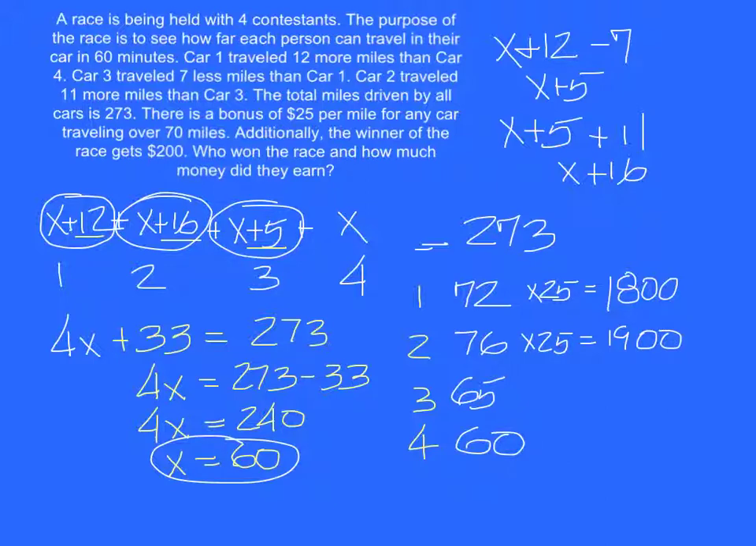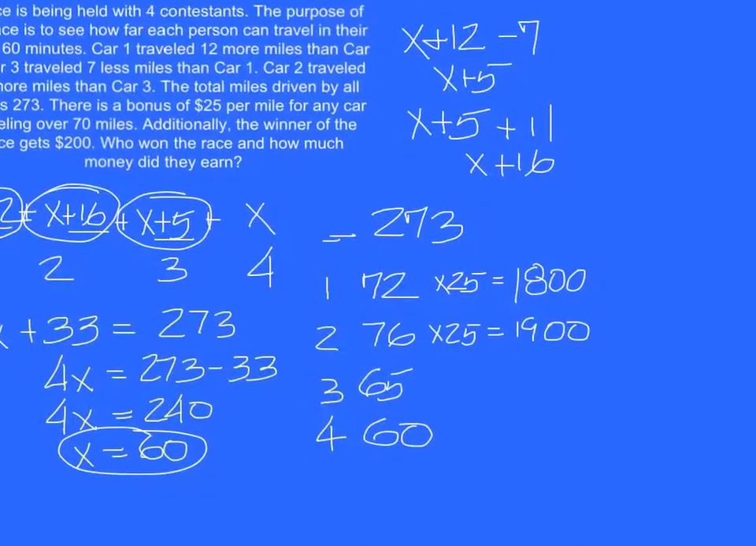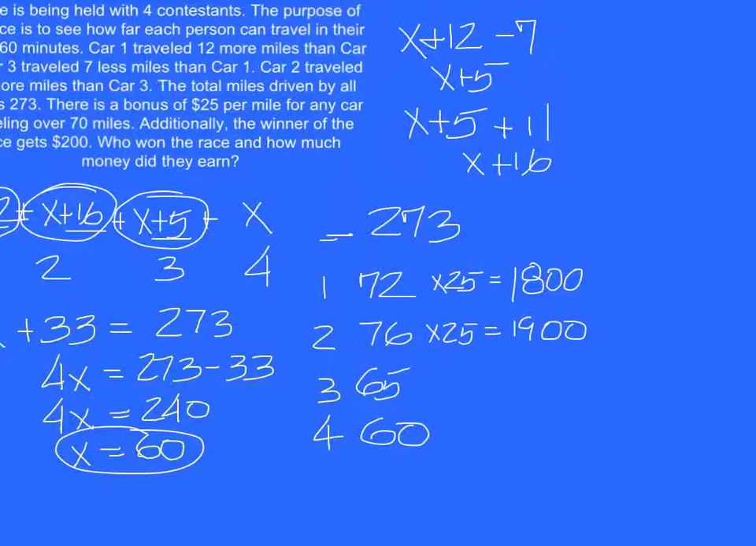Okay, those are the bonuses, but who won the race? Car 2. Car 2, so how much money do I add to car 2? 200. 200, yes. So I have to go plus 200. 1,900 plus 200 is going to give me $2,100. So the answer is car 2 and $2,100.